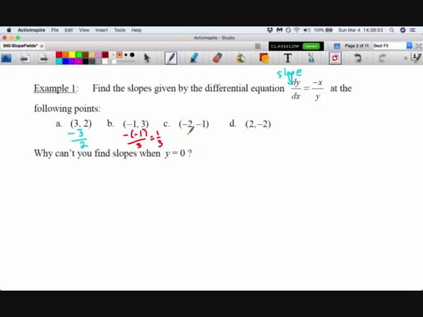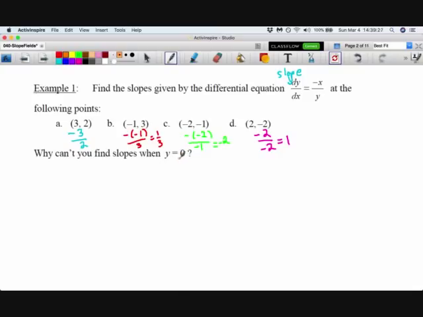Negative 2, comma, negative 1, we get negative, negative 2 over negative 1. Negative times a negative, positive 2, divided by negative 1. Negative 2 for part C. And last but not least, if we do part D, we get negative 2 on top, negative 2 on the bottom, which is positive 1. Easy peasy, lemon squeezy. Now, why can't we find slopes when y equals 0?